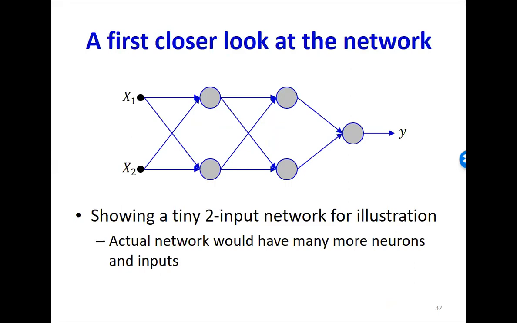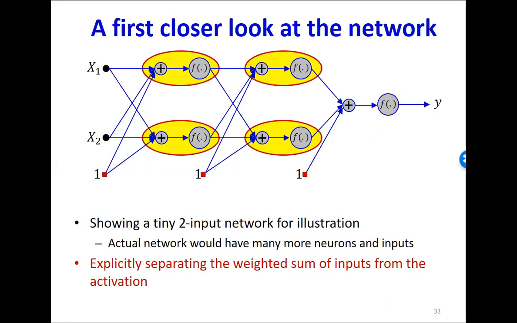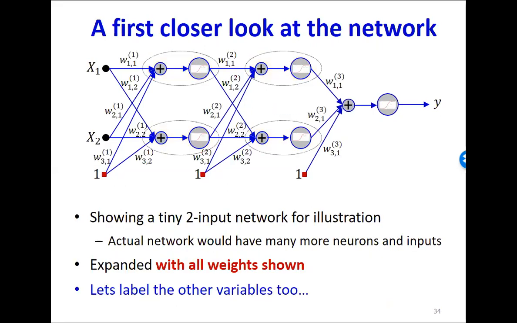Each layer has 2 neurons. But then let's look more closely at these neurons. Each neuron actually has 2 individual operations going on. First, you compute an affine combination of the inputs, then you put it through an activation function. And so I will separate the 2 in my picture.